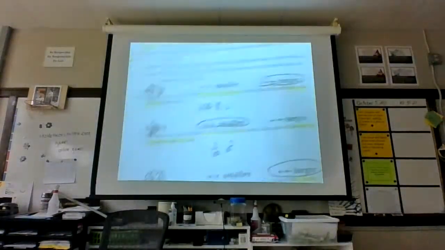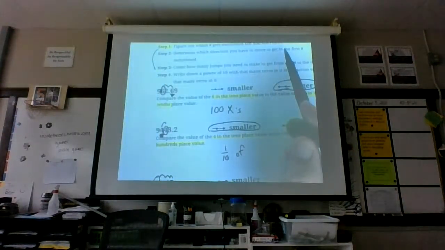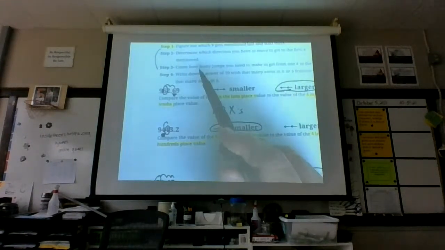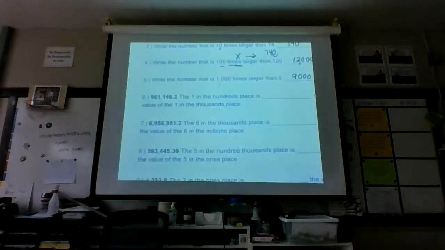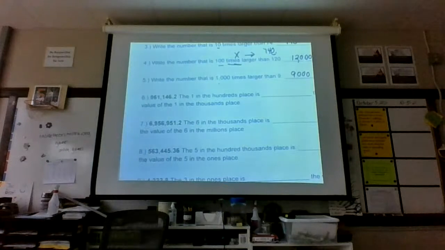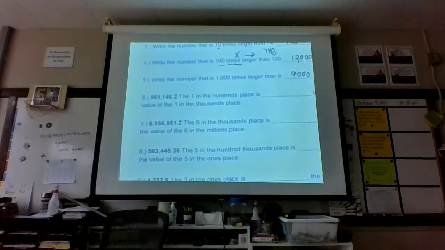You can use the steps on the top of this worksheet. Figure out which number gets mentioned last. Start there. Figure out which direction you have to move to get to the first number. Count the jumps. It's either going to be 10 times greater or one fraction up. So solve problem number 6 for me. I'm going to step out. I'll be right back. So get that problem done. Problem number 6.